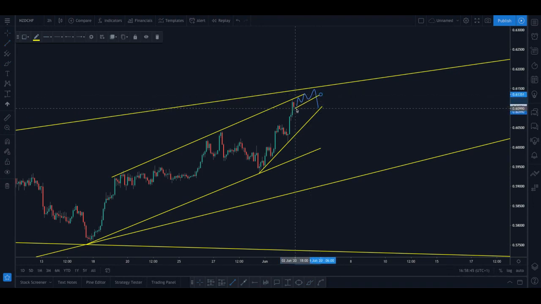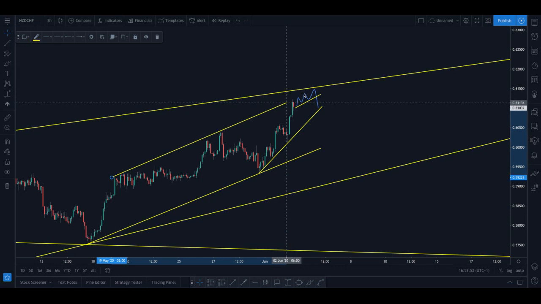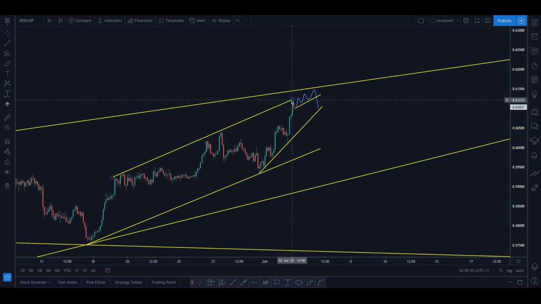How do we look to trade this? So this is a nice corrective structure. In fact, I'll rein this in ever so slightly to this top.